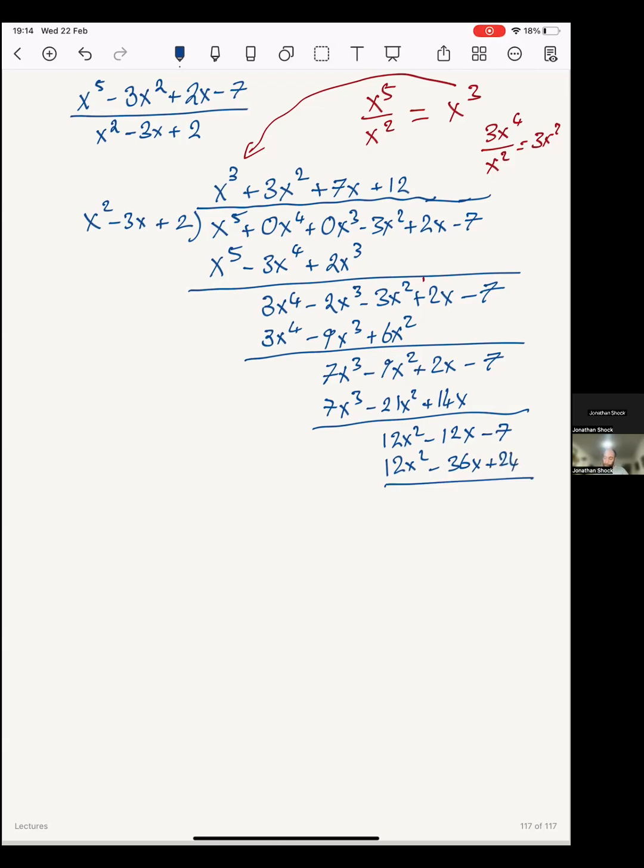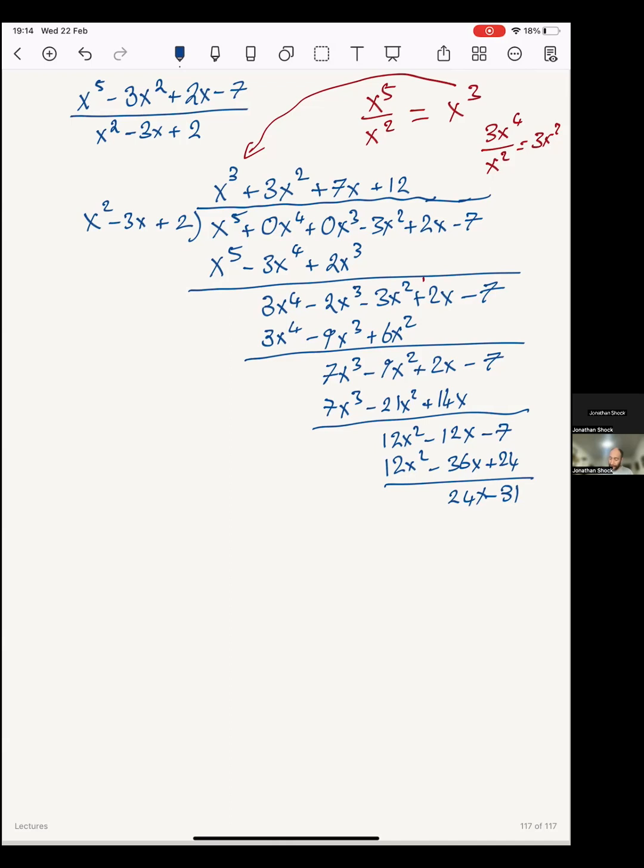And I do the subtraction, which is going to give me 12x squared minus 12x squared. They cancel. Here I've got 24x. And here I'm going to have, what's that going to be? Plus, minus 31. Oh, x minus 31. Okay. So what does this tell me?